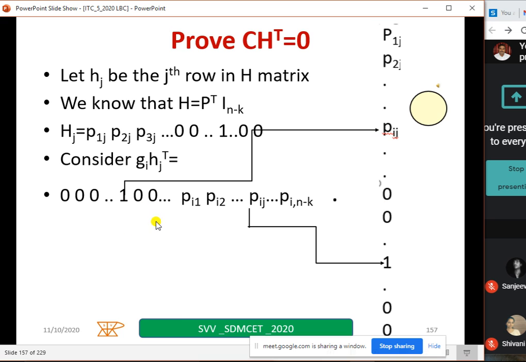Similarly, for the second term, all these are zeros on this side. When I multiply with Pi1, Pi2, all will become 0. Only for Pij, I will be having 1. Hence, this will be Pij.